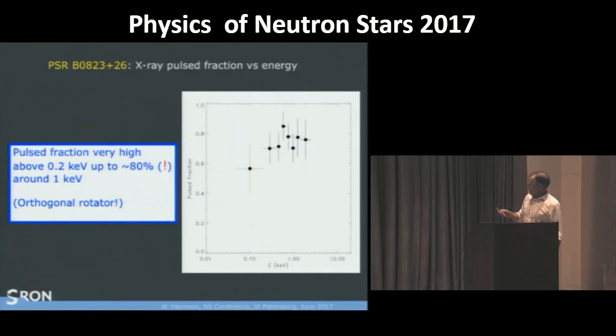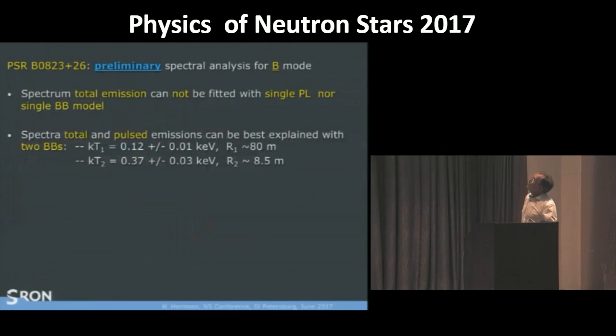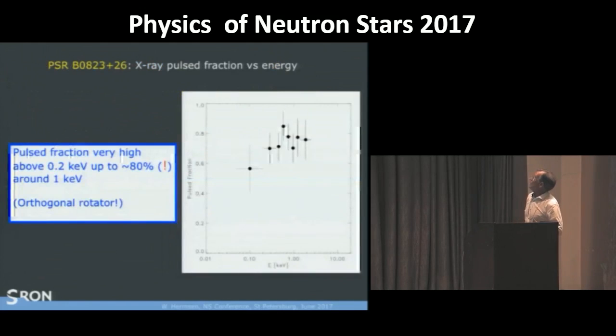And the pulse fraction effect in the B mode is very high, almost 80%. This is a low value, but with very large error bars. And this for an orthogonal rotator, how do we get such enormous pulse fractions? Also there, you start to think about magnetic beaming, I must say. But okay, so this is again very odd.